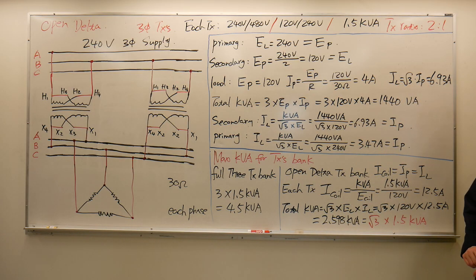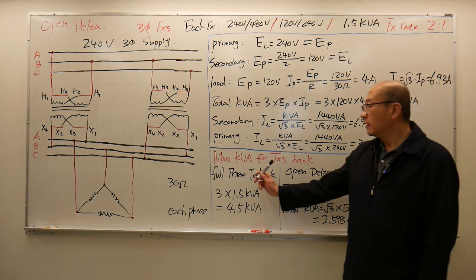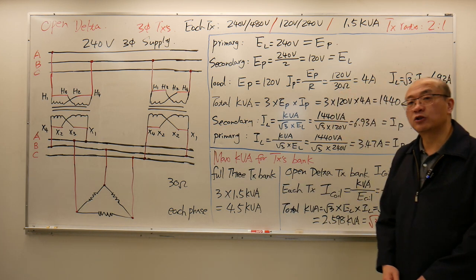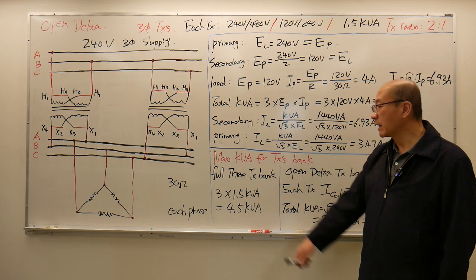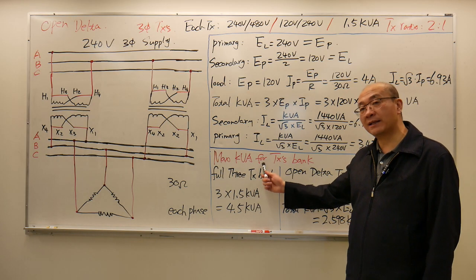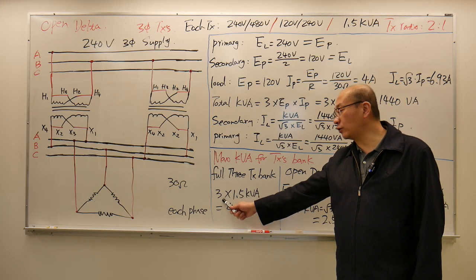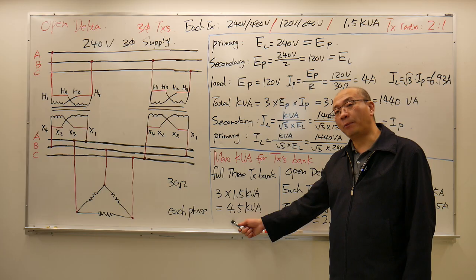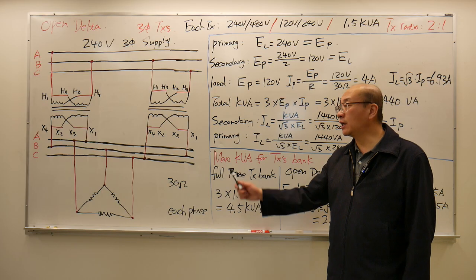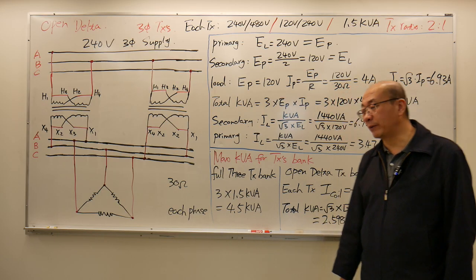Now let's look at the maximum kVA for the transformer bank. If we have a total of 3 transformers, then the maximum kVA of the load will be 3 times each transformer's kVA. I will have 4.5 kVA of load that could be supplied by 3 transformers.